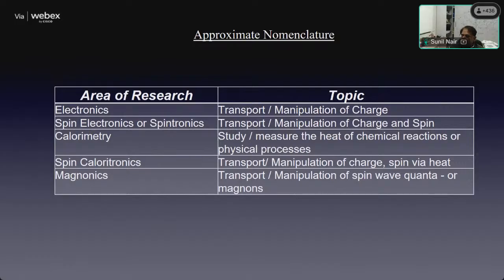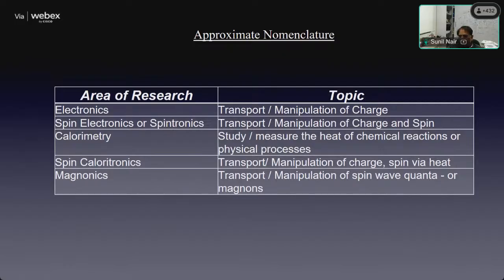Now, another term to bear in mind is calorimetry. So, what is calorimetry? Calorimetry is basically the measurement or the investigation of the heat of chemical reactions or physical processes. So, this is where you are looking at heat transport in systems. So now you have electronics, you have spintronics, you have calorimetry.